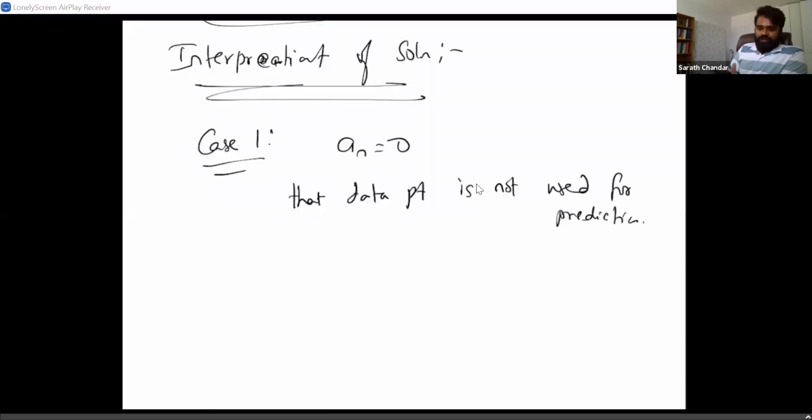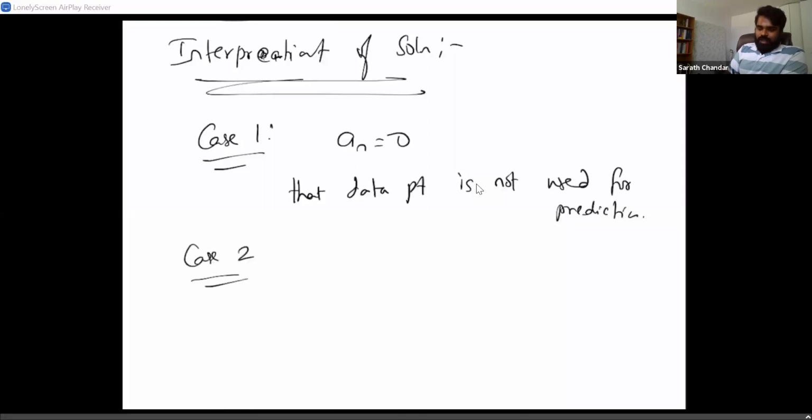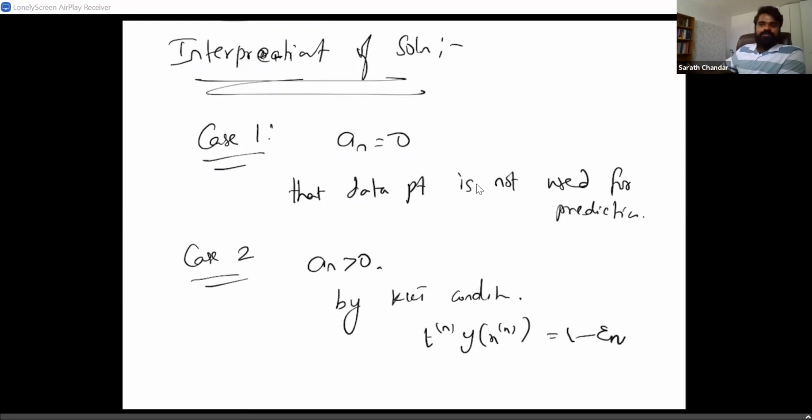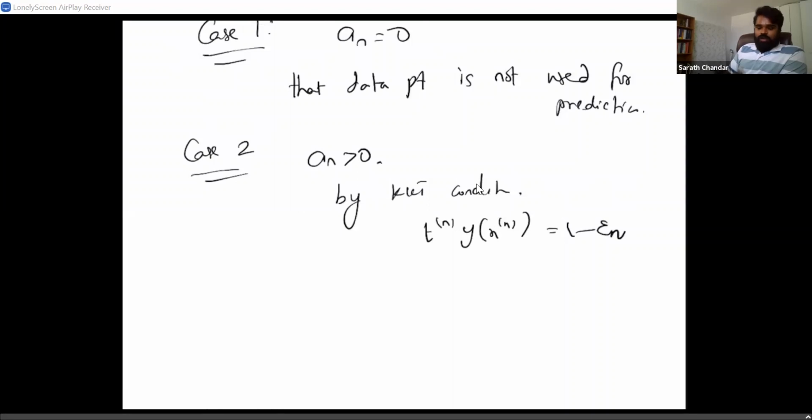Good. So then we have case 2, which is a of n is greater than 0. When a of n is greater than 0, then by KKT condition, t of n y of xn should be equal to 1 minus epsilon n. Right? Okay. Now there are two possible scenarios here. Case 2a is when a of n is greater than 0 and it is actually less than C.